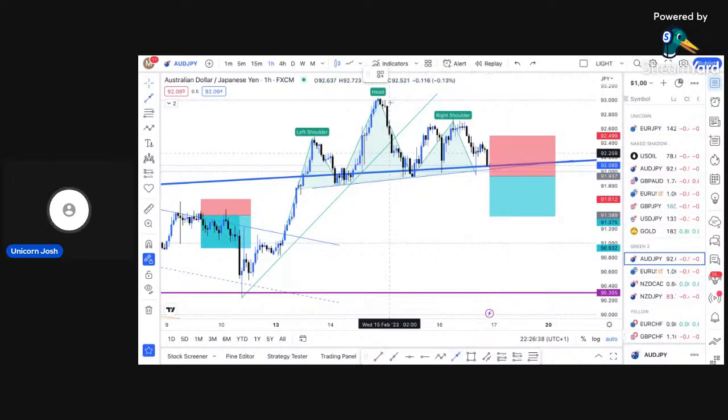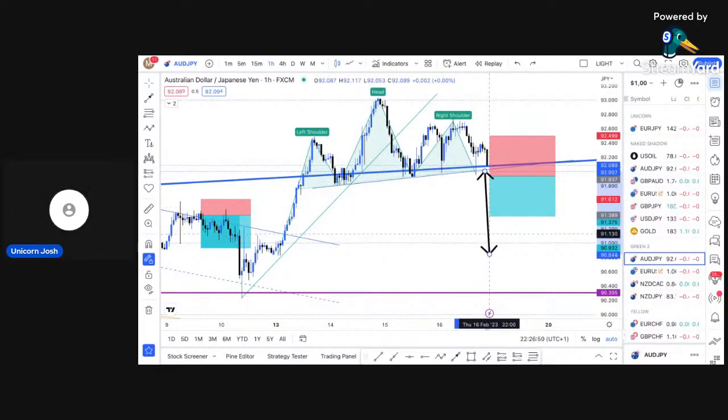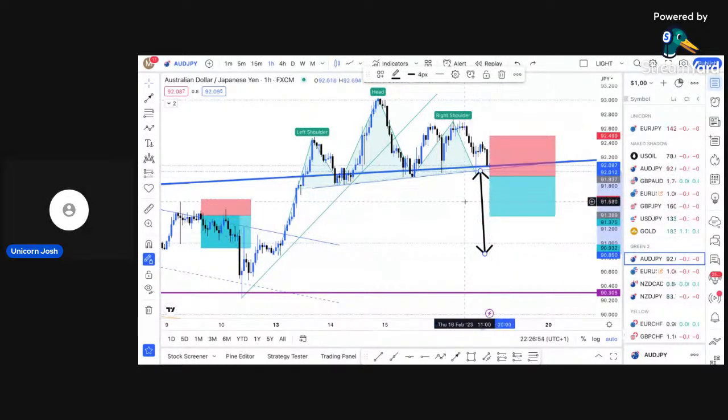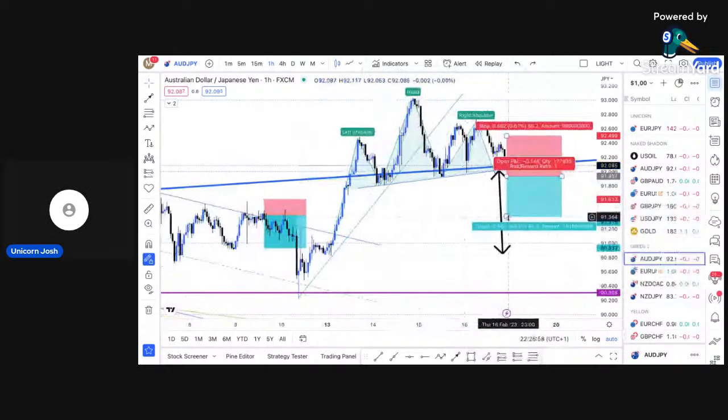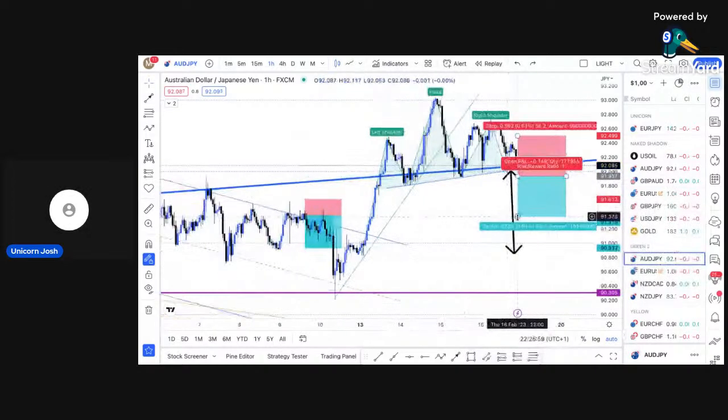So the target TP for a head and shoulder is the head to the neckline. That's the target TP generally for a head and shoulder pattern. So this would be my TP. Let's see what we have.